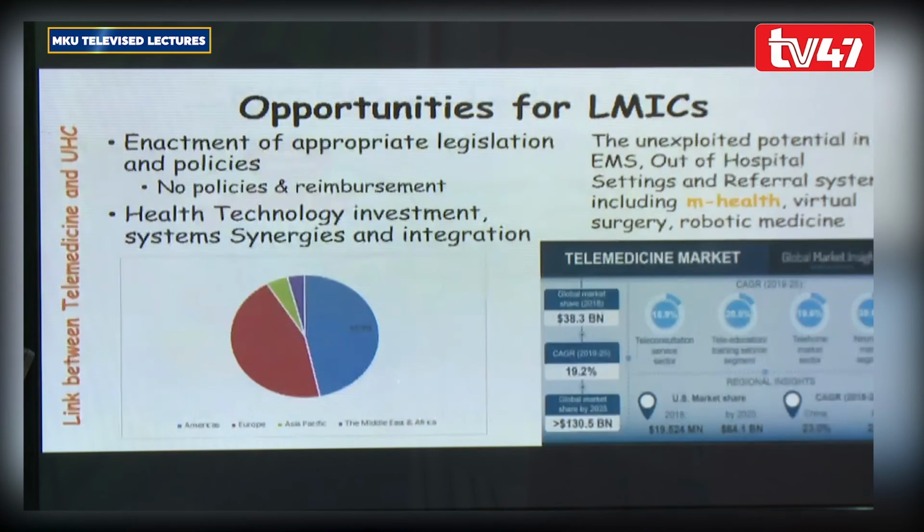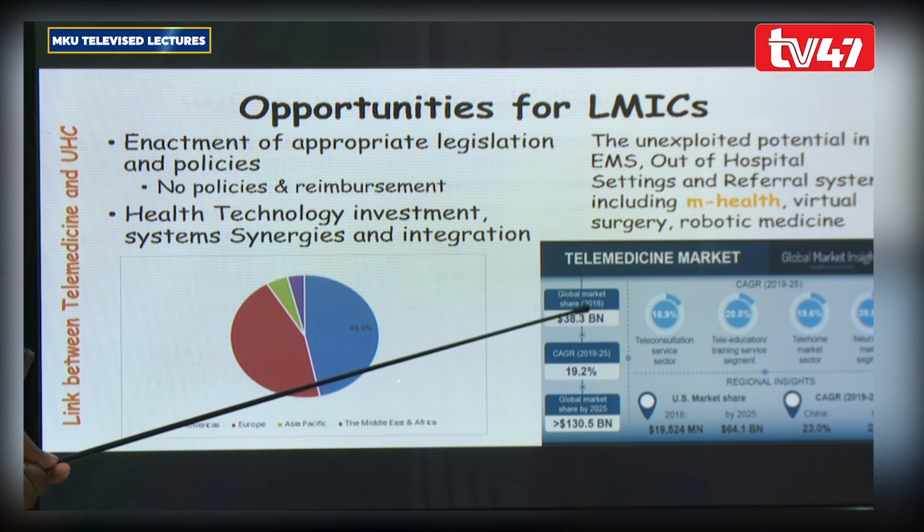How can I demonstrate that? Look at this. This figure talks about 46.9% market of telemedicine in America. The same, almost the same size in Europe. But look at Africa and Middle East, we are sharing a very small proportion. That means the market is poorly developed.